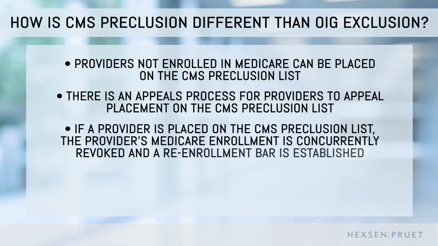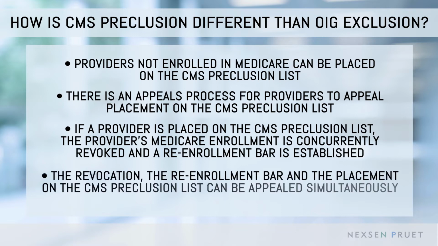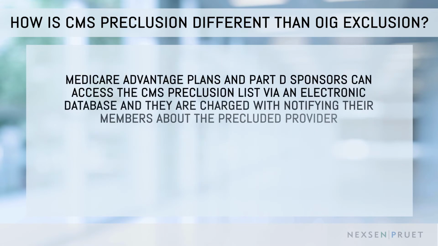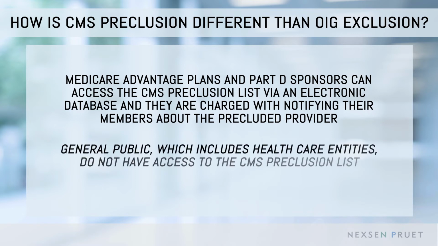Typically, if a provider is placed on the CMS Preclusion List, the provider's Medicare enrollment is concurrently revoked and a re-enrollment bar is established. The revocation, the re-enrollment bar, and the placement on the list can be appealed simultaneously. Medicare Advantage plans and Part D sponsors can access the CMS Preclusion List via an electronic database, and they are charged with notifying their members about the precluded provider. However, the general public, which includes healthcare entities, does not have access to the CMS Preclusion List.